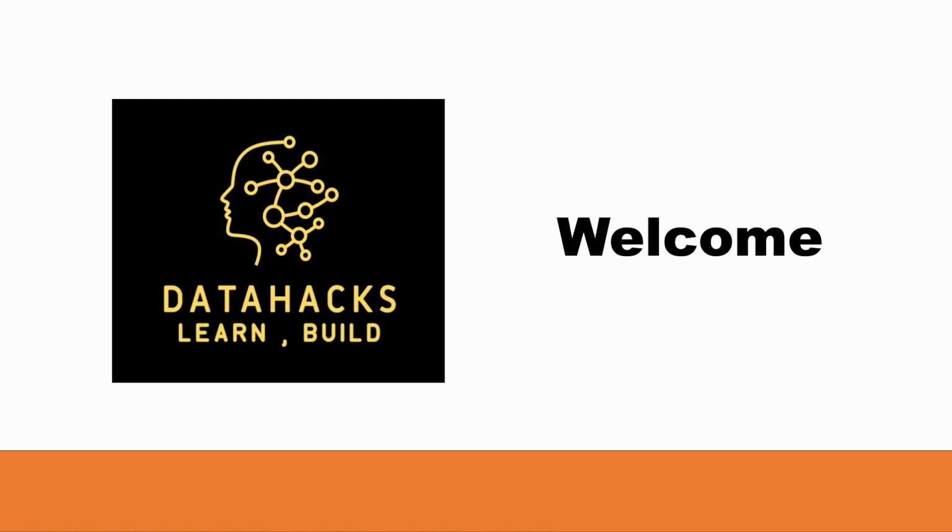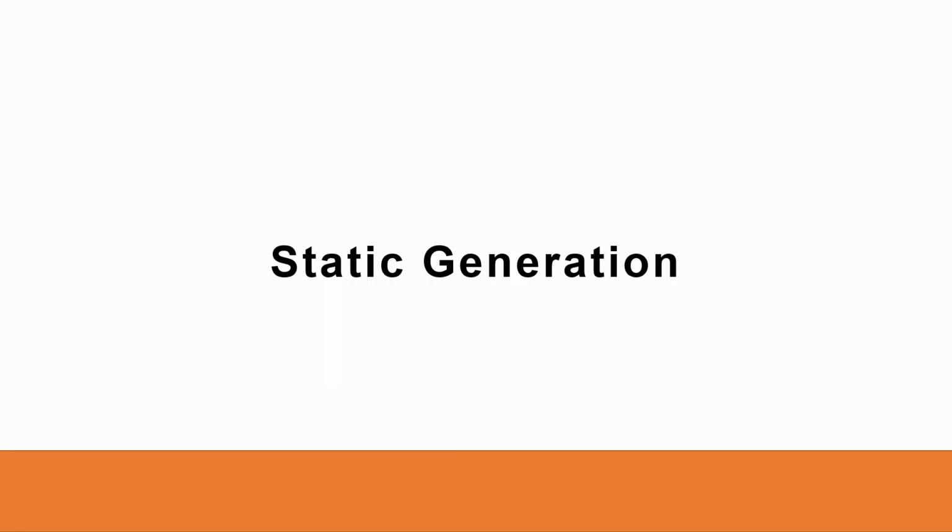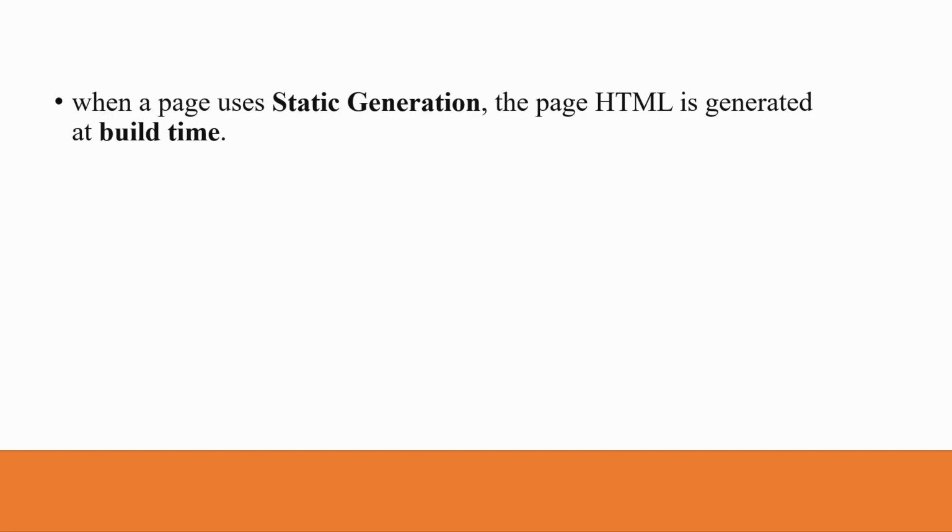In this video, I am going to explain static generation. Normally, pre-render will fetch the data and render the HTML page in advance. With this static generation method, we can create a static page which we can reuse for multiple requests. When we use static generation, the HTML page will only be generated at build time.